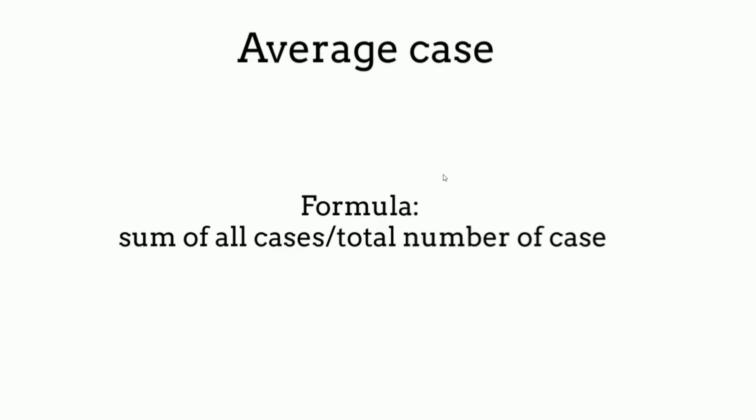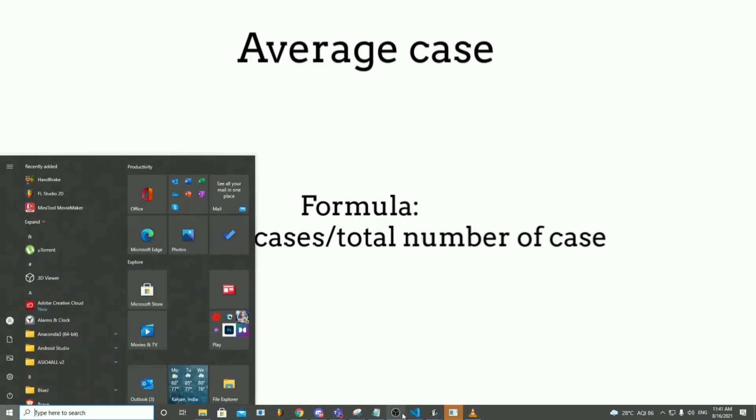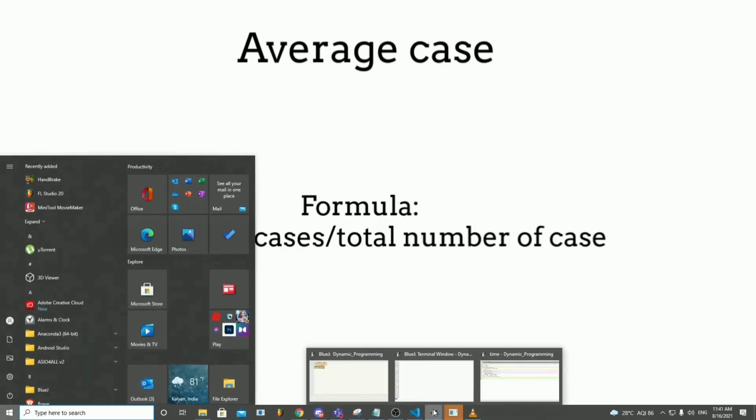So let us say we are searching for an element in the array. We have discussed the best case, that is the element is present at the first position. What is the worst case? The element is not present at all. So what if the element is present at any other position in a particular array? So how do you explain that? So for that, we evaluate the average case of that particular array. So how do we calculate the average case?